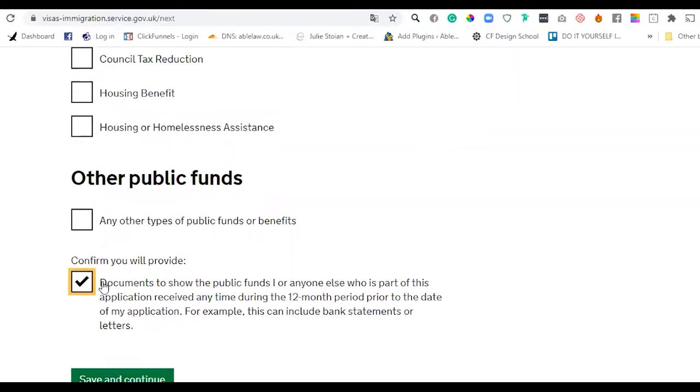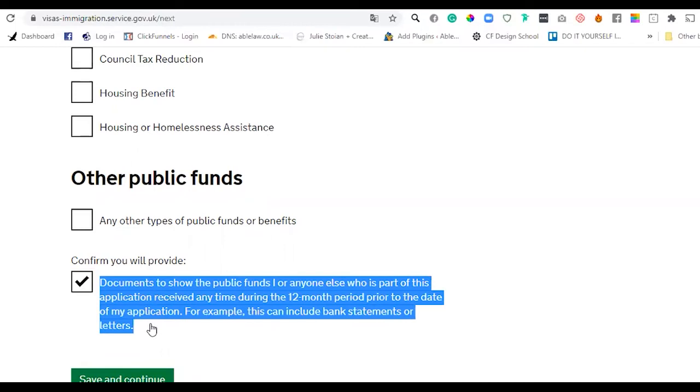It says here, look, this is the document that you will need. It says documents to show the public funds I or anyone else who is part of this application received any time during the 12-month period prior to the date of my application. For example, this can include bank statements or letters. So you need to pay attention to that, okay?